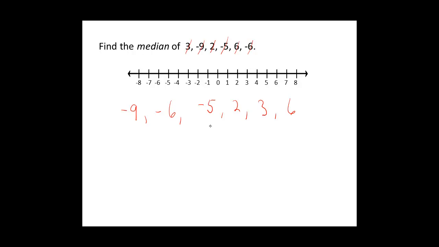Notice we have 2 middle numbers. We will add those numbers together. -5 plus 2. -5 plus 2, the signs are different, so we take the difference of their absolute values and keep the sign of the dominant number. So our answer is -3. Then we will divide -3 by 2.